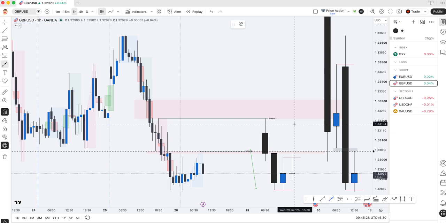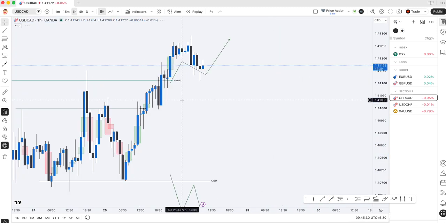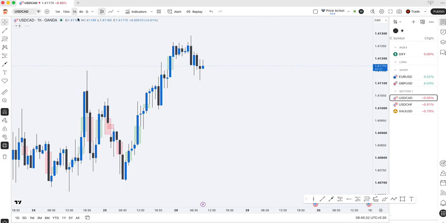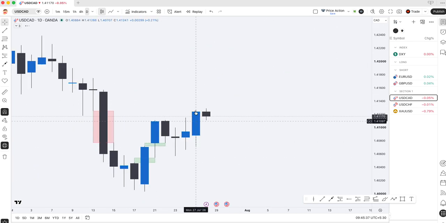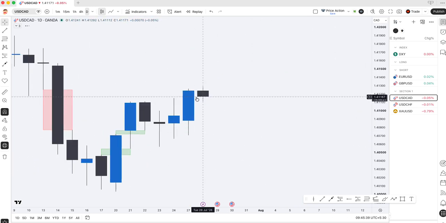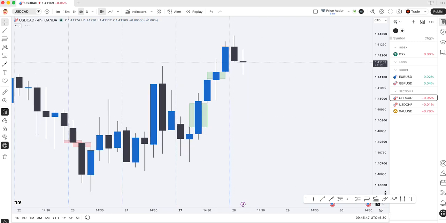Something like this is possible, and something like this is also possible. You can clearly see an upside bullish candle. What I'm expecting today: open, low, high, close. Let's look at 4 hour.